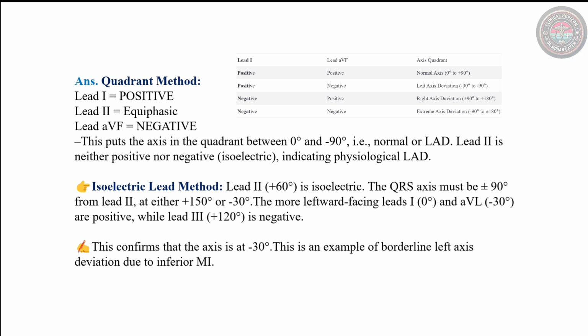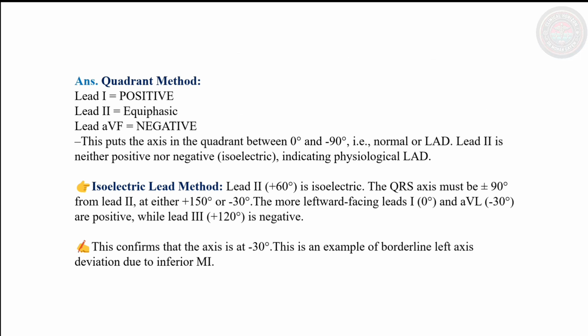Common causes of pathological LAD. Left ventricular hypertrophy: increased left ventricular mass shifts the axis leftward. Left anterior fascicular block: a conduction abnormality that alters depolarization pathways. Inferior myocardial infarction: damage to the inferior wall of the heart may shift the axis due to scarring. Identifying left axis deviation is clinically important because it often suggests underlying left heart strain or conduction delays.